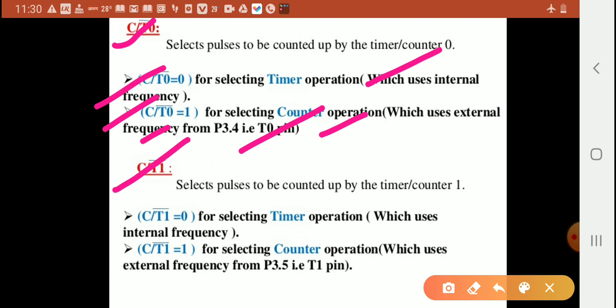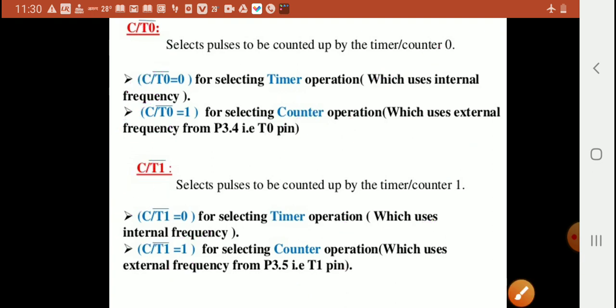C/T1 selects the pulse to be counted up by timer and counter 1. C/T1 equal to 0 selects timer operation, which uses the internal frequency. C/T1 equal to 1 selects counter operation, which uses the external frequency from the P3.5 T1 pin. This is the T0 case.